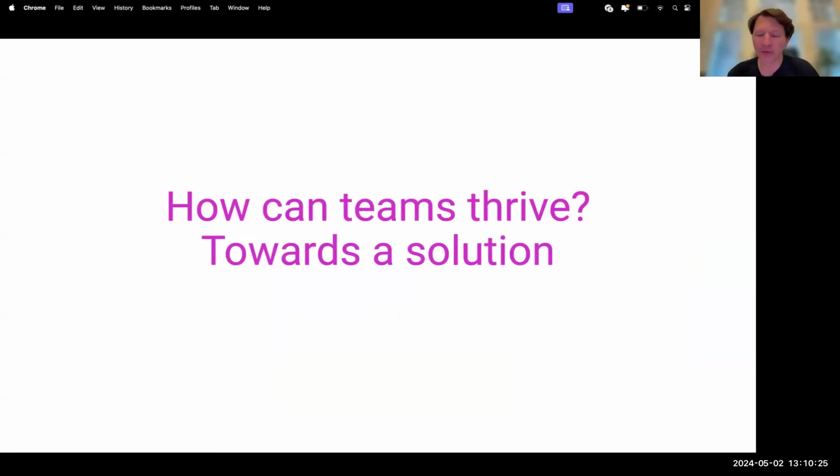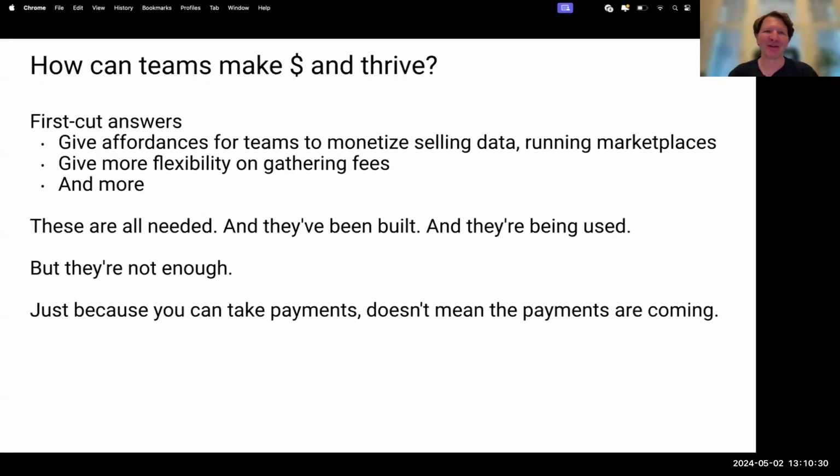At first, these first few slides are going to seem very simplistic, but don't worry, I'll get into a lot more detail too. So as a first cut, you need to make sure that with these tools for data sharing and other tools that we have, there are affordances for the teams to monetize selling data, running data marketplaces, and so on. Make sure we have really good flexibility on gathering fees. These 2 bullet points were actually our V3 and V4 features, and more stuff too, right? There are a lot of things, improved UX, and so on. These are all needed, and they've been built and they're being used.